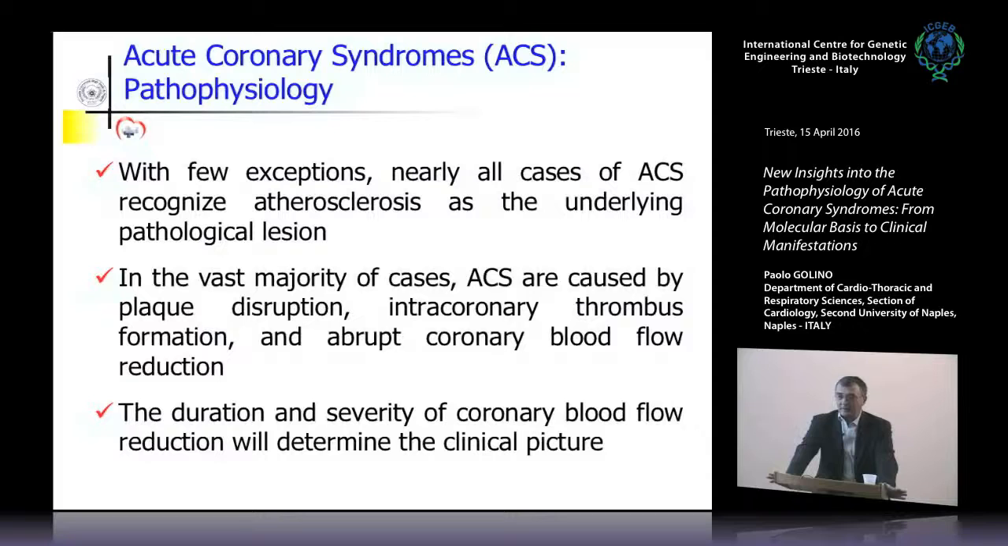The atherosclerotic plaque almost always complicates in acute coronary syndromes. That is, it can get an ulceration, rupture, disruption, so that the subendothelial tissue is exposed to the flowing blood, and this triggers and activates the coagulation cascade and platelets, which ultimately may form an intracoronary thrombus, which is responsible for the sudden interruption of coronary flow. The clinical picture is determined by the severity and the duration of the ischemia, which is caused by the coronary obstruction.